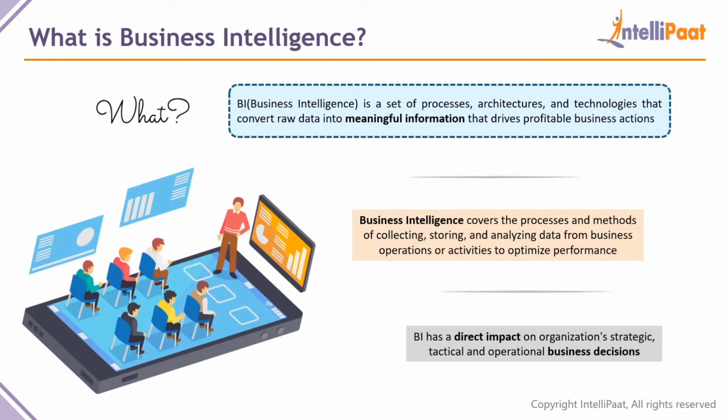Business intelligence covers the processes and methods of collecting, storing, and analyzing data from business operations or activities to optimize performance. Three fundamental aspects are covered: the collecting of data, the storing of data, and the analysis of data. These are the three steps that are involved in every business intelligence query, in every business analysis query. It also has a direct impact on the organization's strategic, tactical, and operational business decisions.